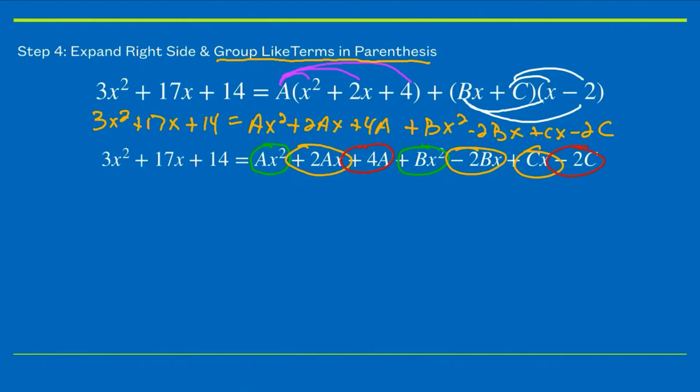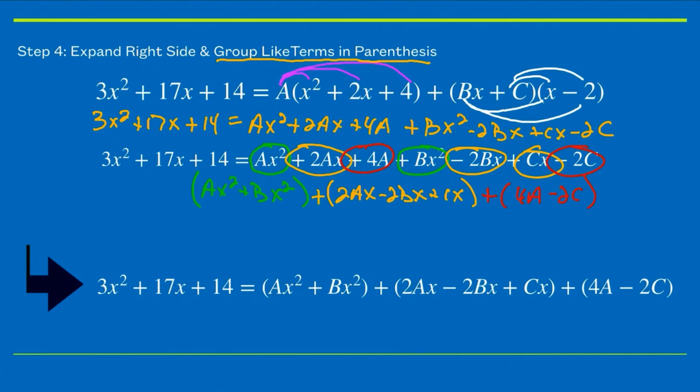So it would look like this. We would have our parentheses. We would have ax squared plus bx squared in the parentheses. And then my second grouping would be just x to the first. So we would have 2ax minus 2bx plus cx. And then the last grouping would just be the constant terms, and we would have 4a minus 2c. You can see that right there. We have all the groupings, and that's exactly what I had just written out.